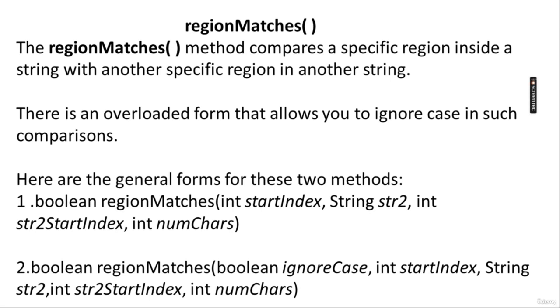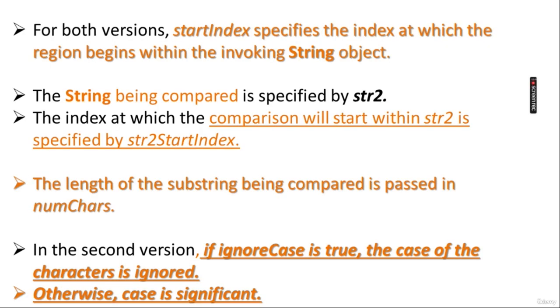Boolean regionMatches(boolean ignoreCase, int startIndex, String str2, int str2StartIndex, int numChars). In that ignoreCase form, your case sensitiveness is removed. So the first form is case sensitive and another is case insensitive. In both versions, startIndex specifies the index at which the region begins within the invoking string object. The string being compared is specified by str2. The index at which the comparison will start within str2 is specified by str2StartIndex. The length of the substring being compared is passed in numChars.